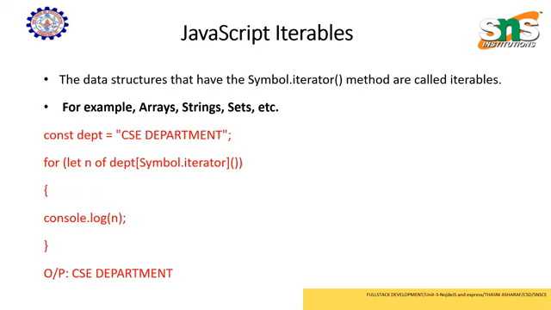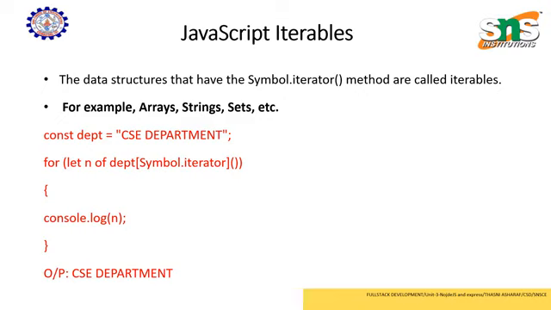Next, what are JavaScript iterables? The data structures that have the Symbol.iterator method are called iterables. For example, array, string, set. These are the data structures we are going to see as JavaScript iterables.